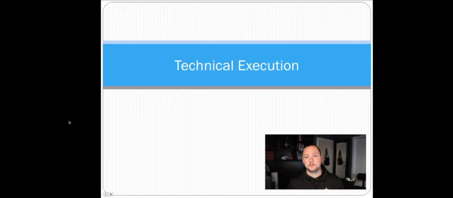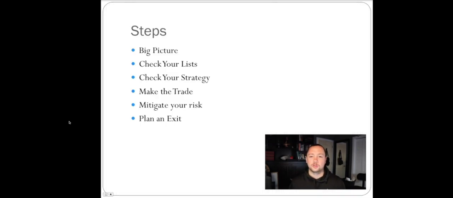So what do I mean by that? Well, when you sit down at your desk, what are the steps you go through to actually sit down and make your trades? So let's start with it. The first one is look at the big picture.